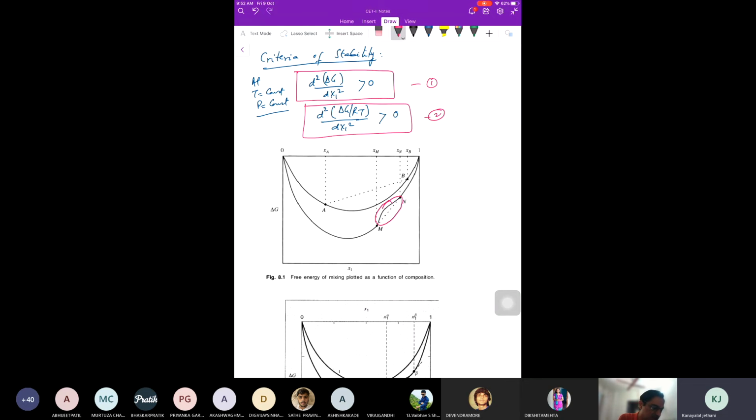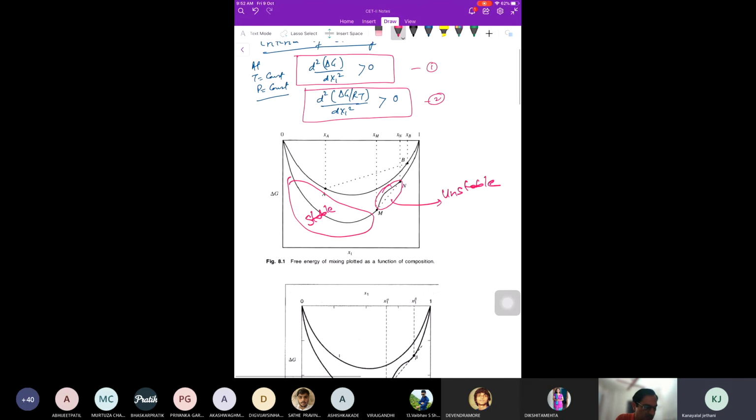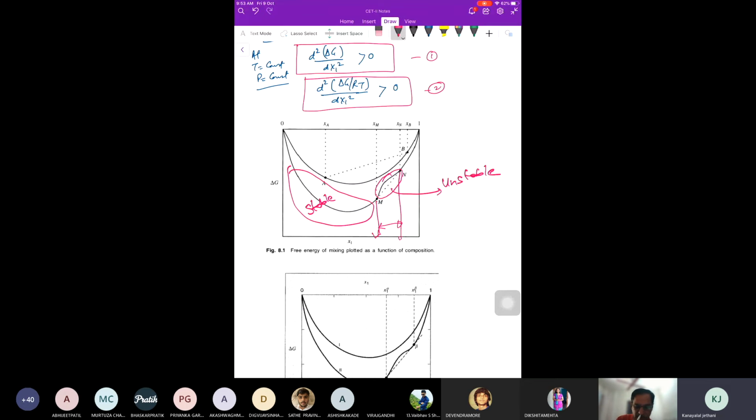Everywhere else, even at another position, suppose I take this position, anywhere here it is stable, only in this portion it is unstable, right? Why? Because if you take the second derivatives, the unstable part, the dotted line, is lower than that, so delta G has to be minimum for stability, you have seen that. That is not satisfied, and that is why this portion will lead to two layers. If the composition is in this region, it will get two layers, not in the other regions. Only in this region will there be separation of the liquid phase into two layers.